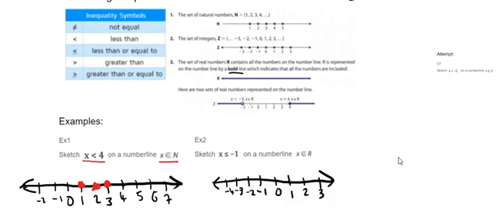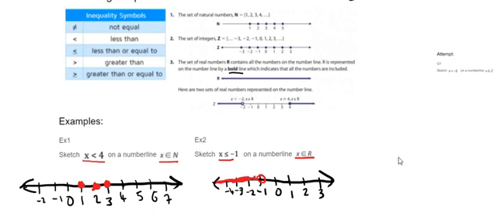Example 2, x is less than or equal to minus 1 on a number line, and x is an element of R. So x is an element of R in this case. That means we know we'll be shading in the line at some point, and x is less than or equal to minus 1. So if I go to minus 1 and I put a circle around it, and then because it's less than it, x could be minus 2, it could be minus 3, it could be minus 4, or it could be anything in between there. So what you do there is you would shade in the line like that.